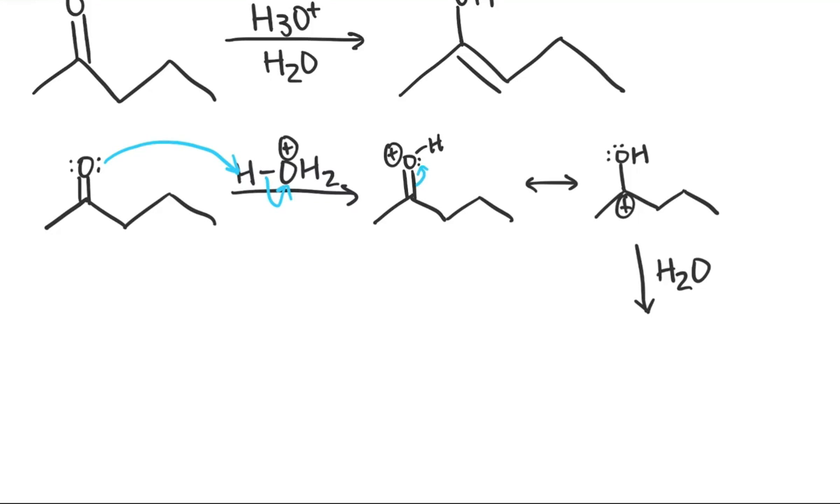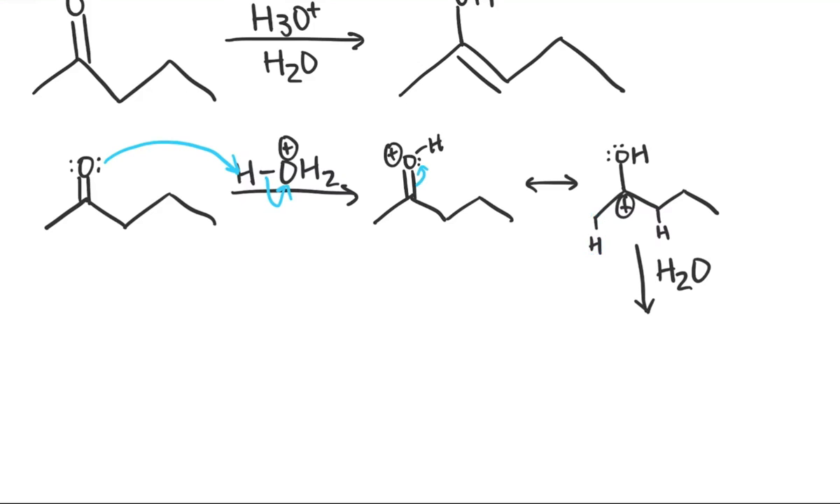And in this mechanism specifically, there are two places that we could deprotonate from in order to form our carbon-carbon double bond. You might be asking yourself, which one is going to form? Well, let's walk through it. Let's form both of our products and see where we end up. So, going for this hydrogen on the left first.